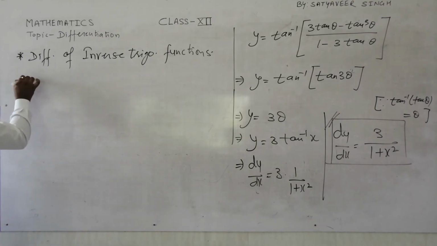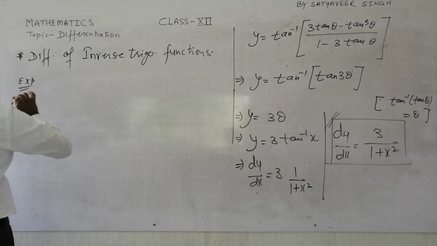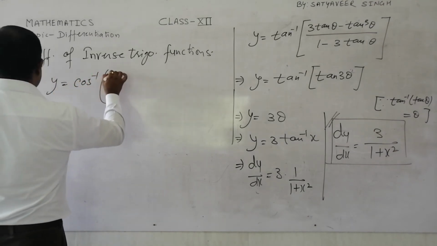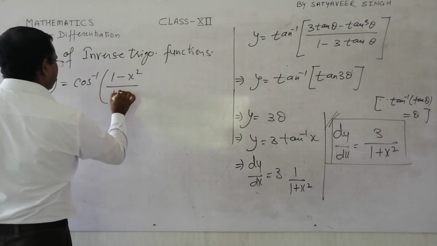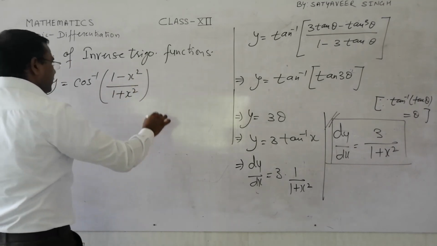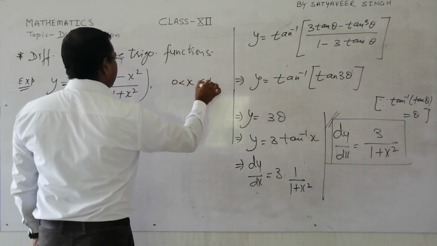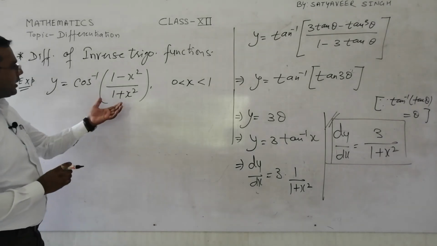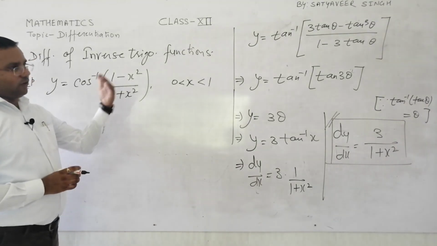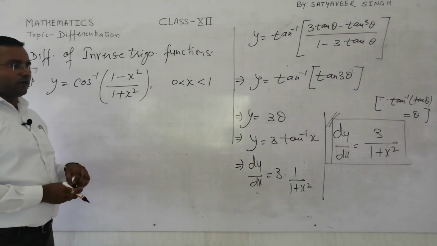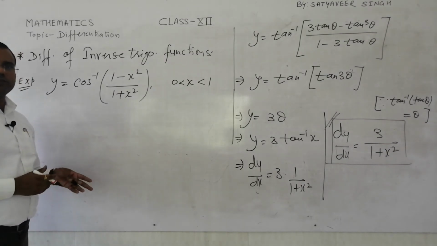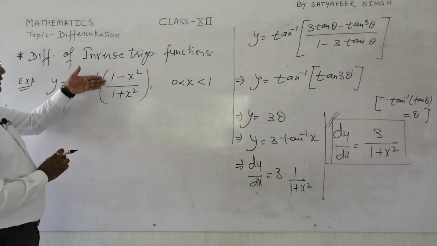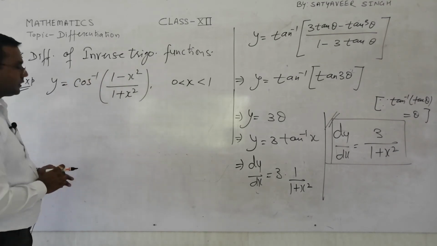Suppose y is equal to cos inverse of (1 minus x square) upon (1 plus x square), where x is greater than 0 and less than 1. So this is our question. He is asking you to find the derivative of this function. If you take the direct route, there is no problem, but it is time consuming, and there are more chances that you will make an error in the differentiation, as you will have to apply the quotient rule.